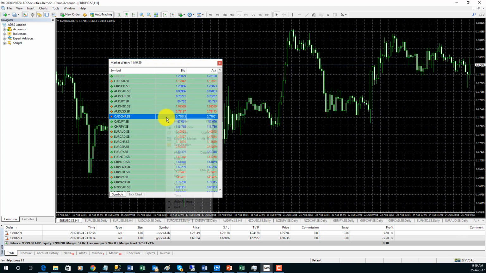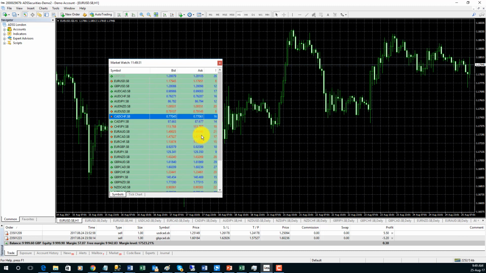So I can look at the spread as well. Now this is in points. If we look at the Euro USD, it's 8 points, which is 0.8, 0.807 of a pip, which is very low. One of the reasons I use ADS myself is it's got such good spreads. Bear in mind, of course, that spreads can widen, can get bigger during a news release. So just bear that in mind.